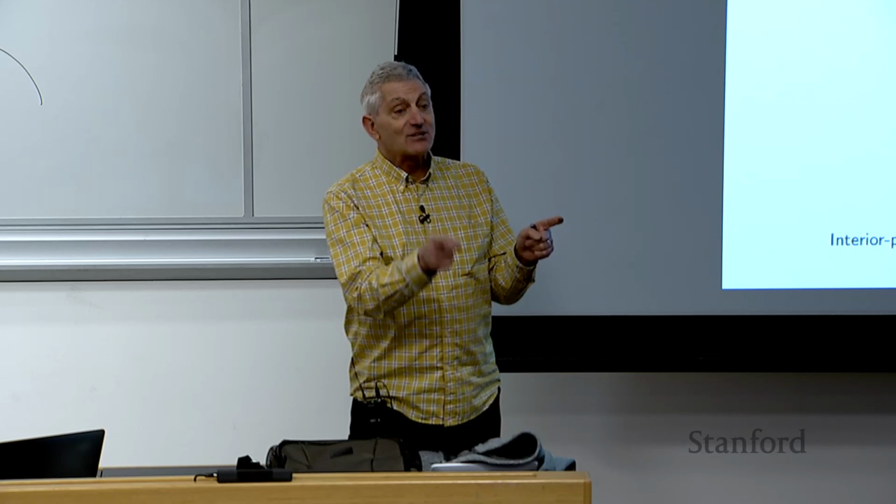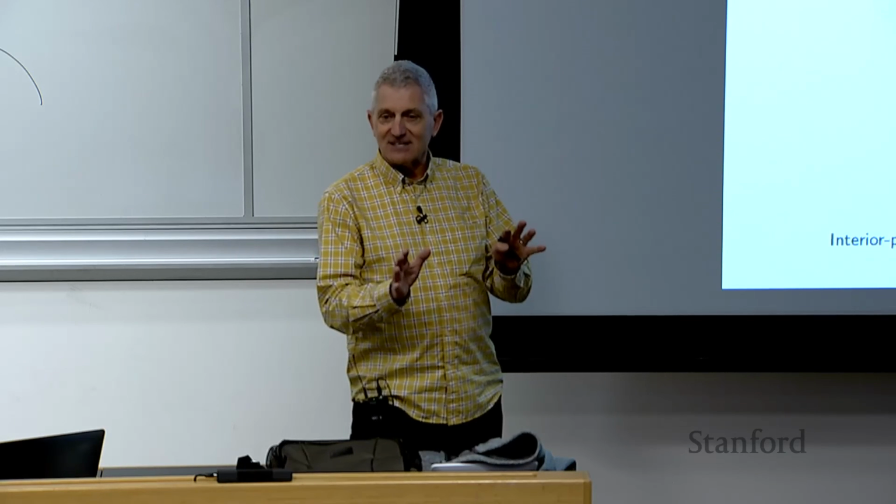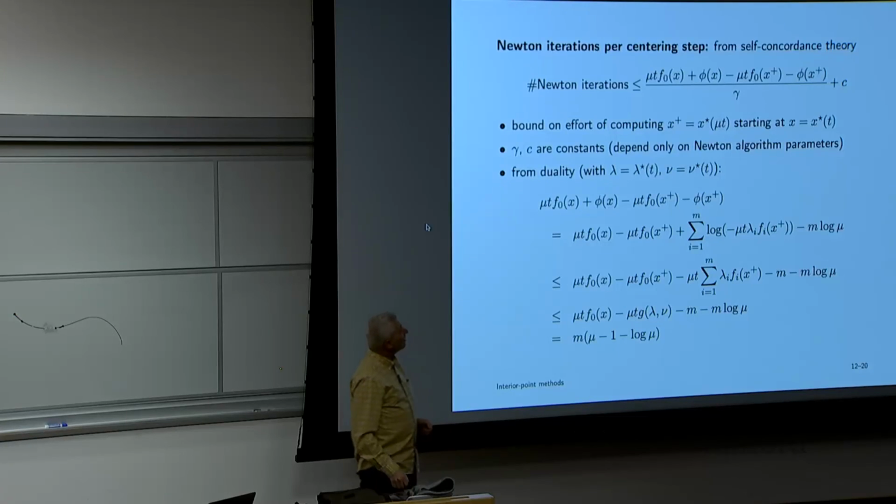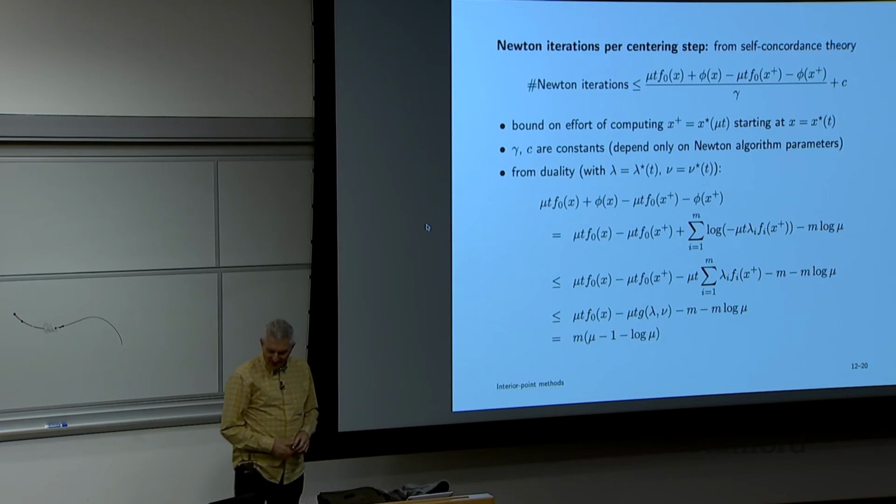So the question is, how many Newton steps does it take if I'm on the central path, I increase t by a factor mu, and I have to calculate the new point? If we bound that number, that's the maximum number of Newton steps you can take in one of these centering steps, and you multiply that by basically log 1 over mu, and you get your total count. Everybody got this? Okay.